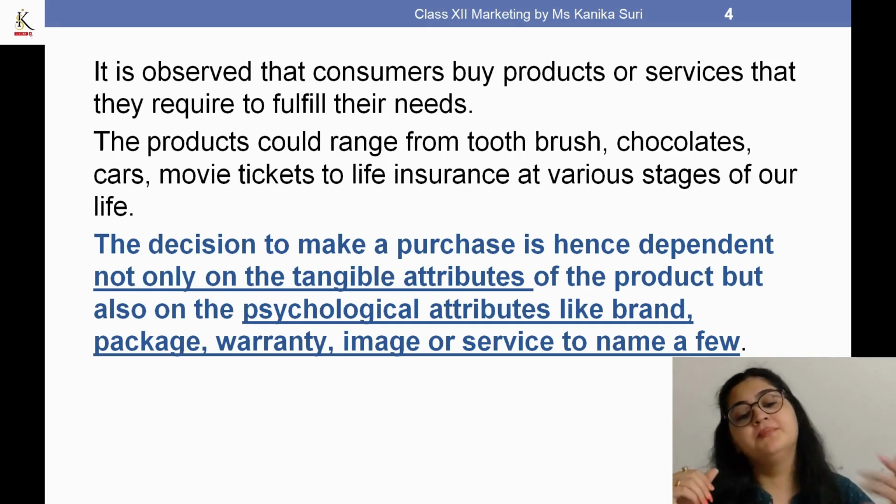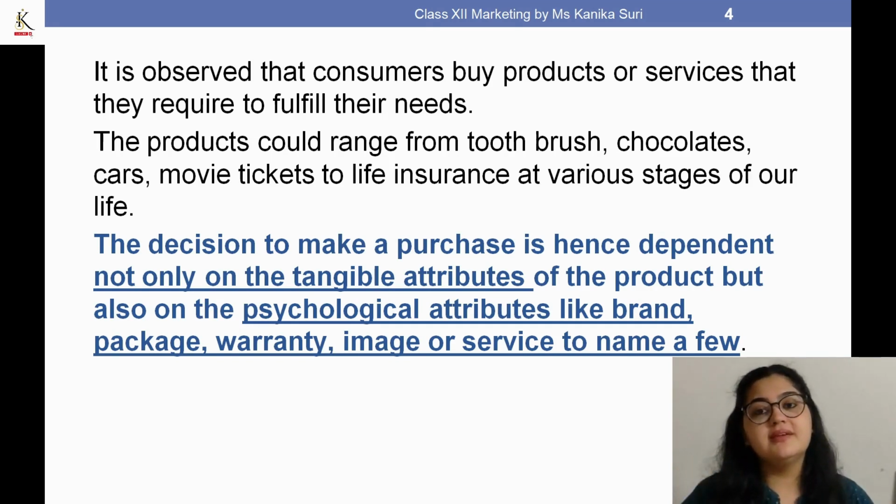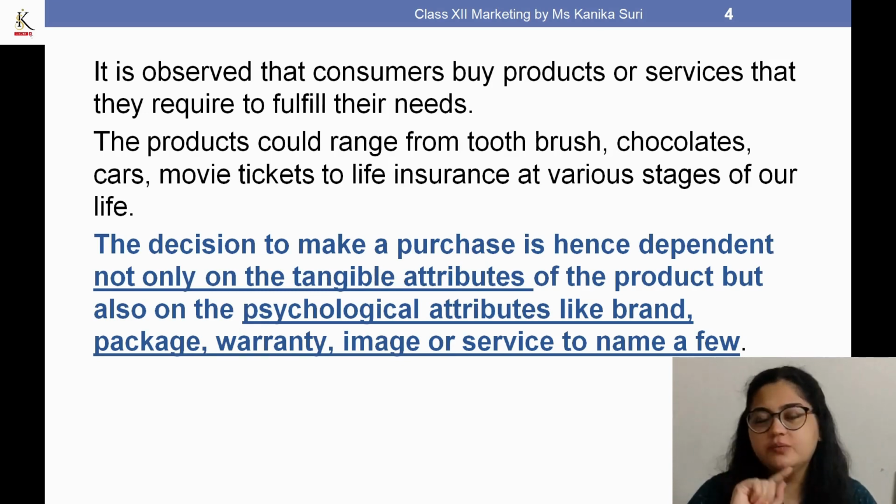So the decision to make a purchase is hence dependent not only on the tangible attributes of the product, that is, it does not depend only on how the product is or what its characteristics are, but also on the psychological attributes like brand.